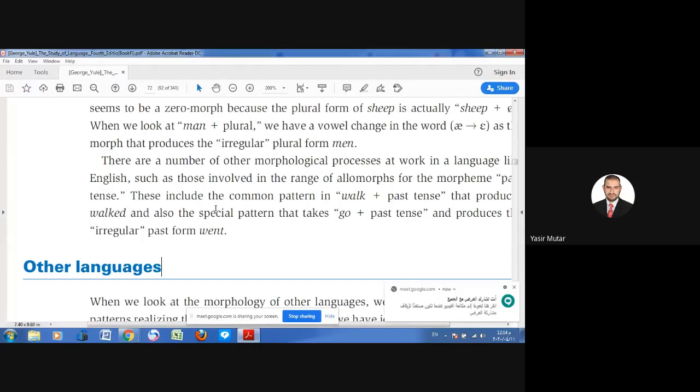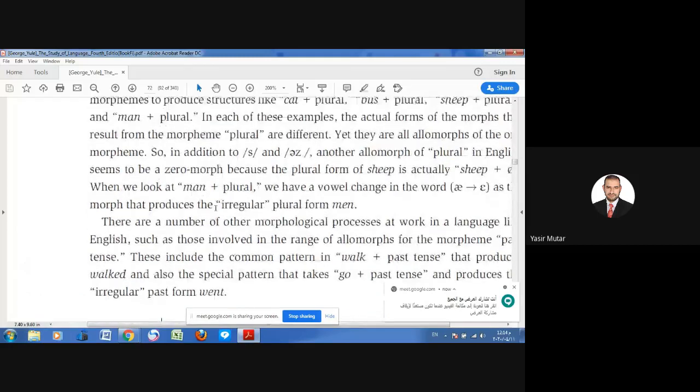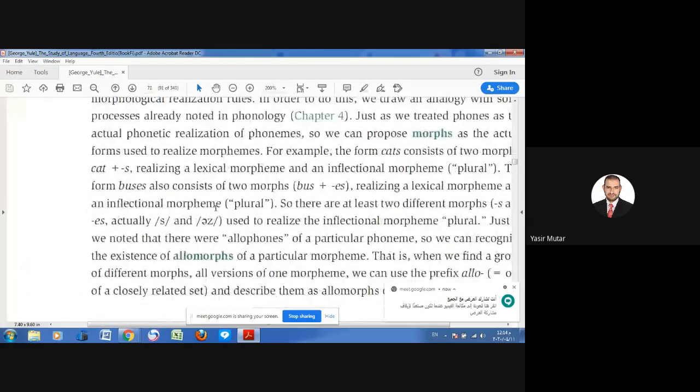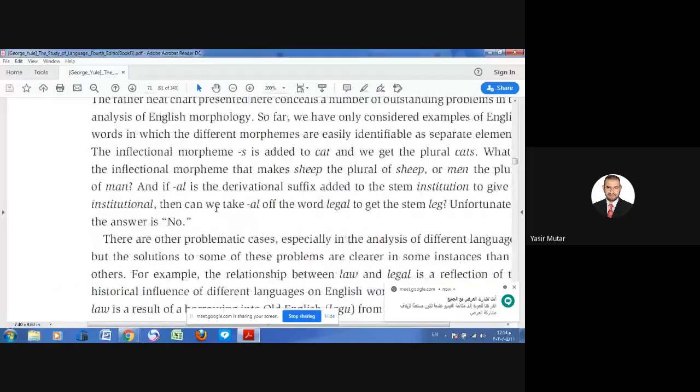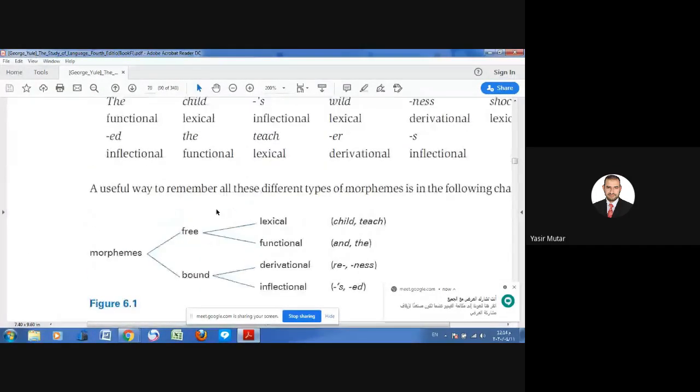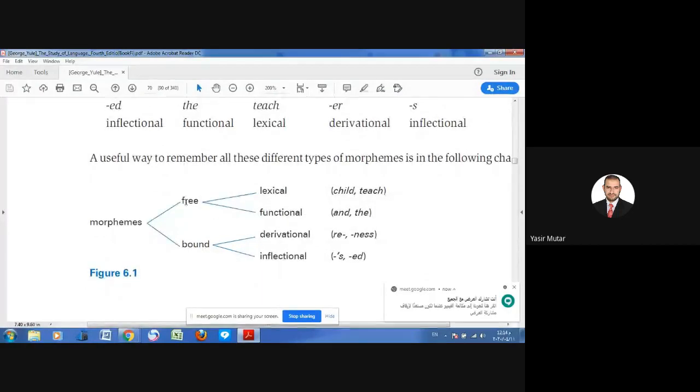I think I'll go to the figure. Maybe it summarizes the whole chapter. Yes, we have said, what is morphology? We can define morphology as the study of basic forms.